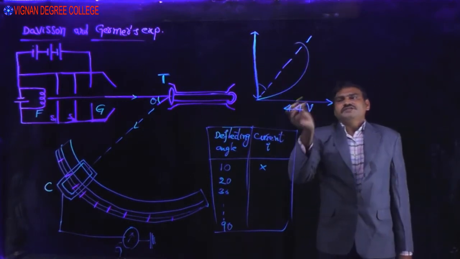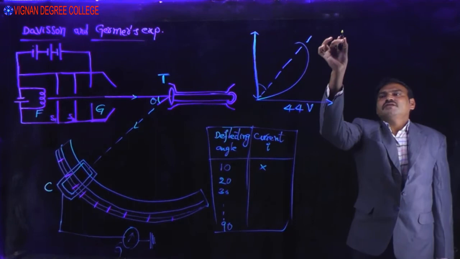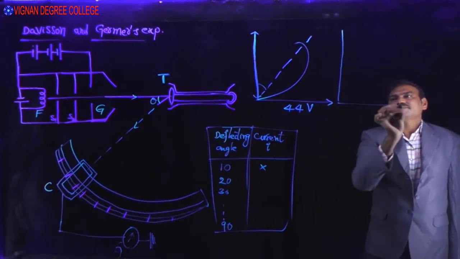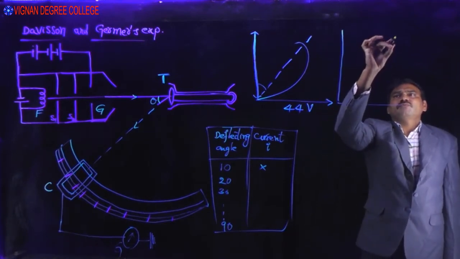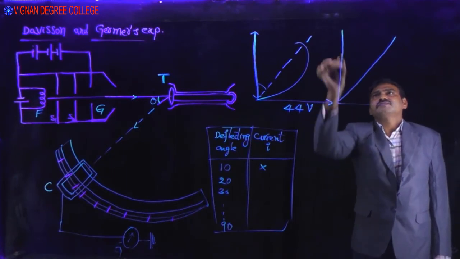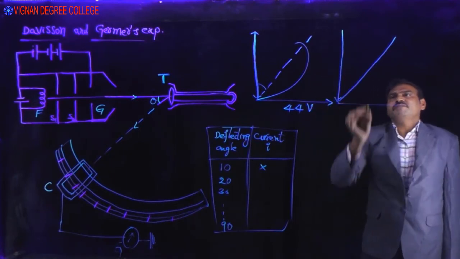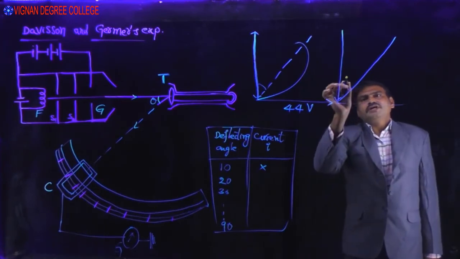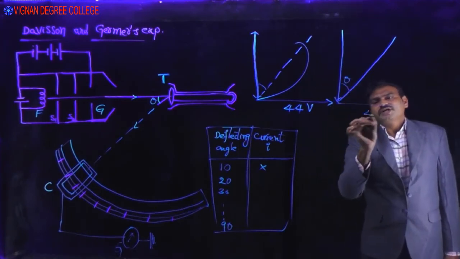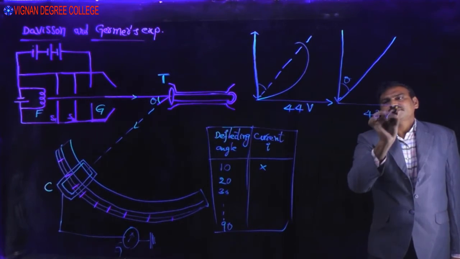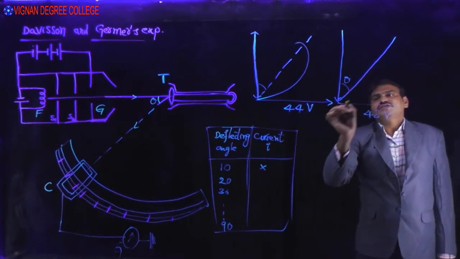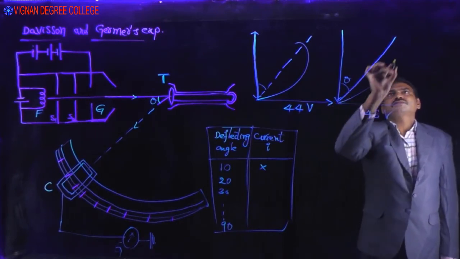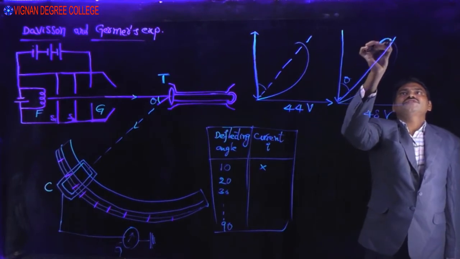And this experiment is repeated for 48 volts. Let us suppose, this is the incident beam, and the angle between the incident beam and the diffracted beam is theta. It is conducted at 48 volts. The graph is like this.